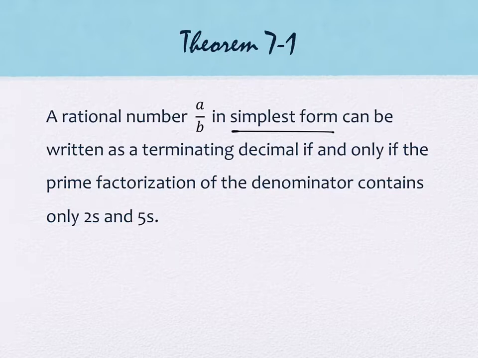So a rational number, a over b, in simplest form can be written as a terminating decimal. Those are those nice ones we just talked about. If and only if the prime factorization of the denominator contains only 2's and 5's.